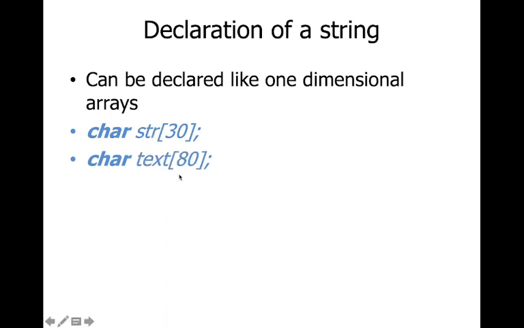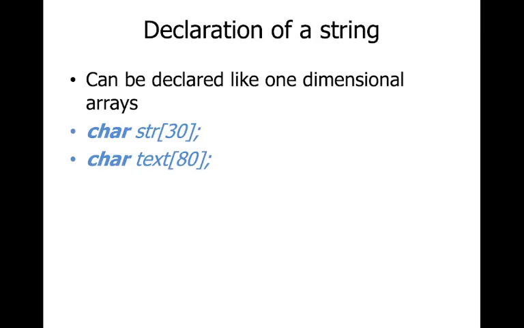So we have 80 characters. Text is a string which can store up to 80 characters including \0, the escape sequence character. Like in arrays we have seen array initialization, similarly in strings we have string initialization. How to initialize these strings.